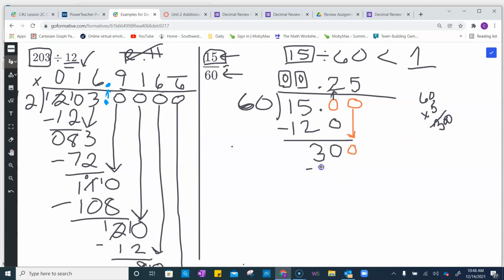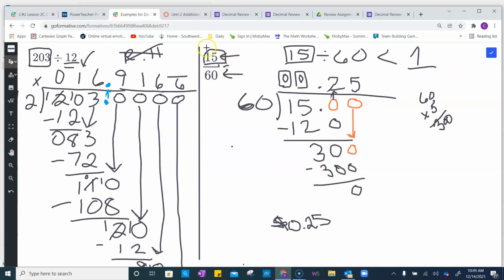So I'm going to subtract 300, and I might have no remainder. My number ends. So I am done. My answer is 0.25, which is 25 cents. So if I have 15 people and $60, each person gets 25 cents. That hopefully will help you understand why the answer is the way it is.